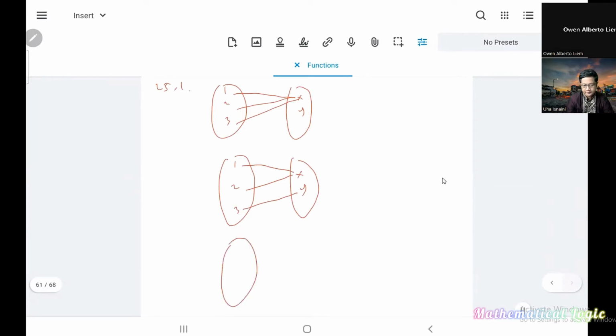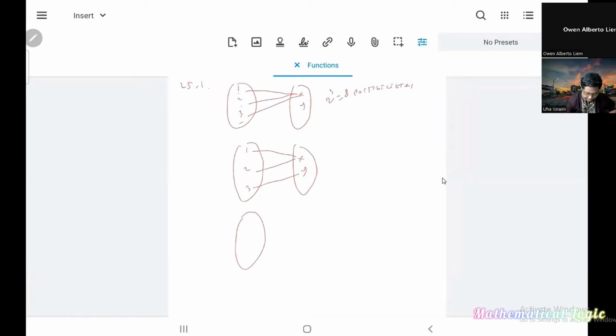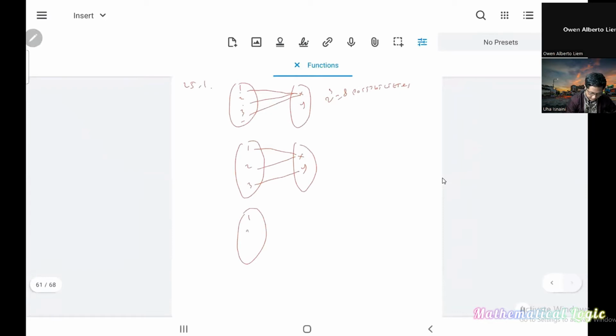Why? Because each element has two choices. So in total we have two choices, two choices, two choices. It should be 2 to the power 3, 8 possibilities. So in total it should be 8. This is the first one, this is the second one. Here 1, 2, 3 go to x, y. Maybe number 2 goes there.